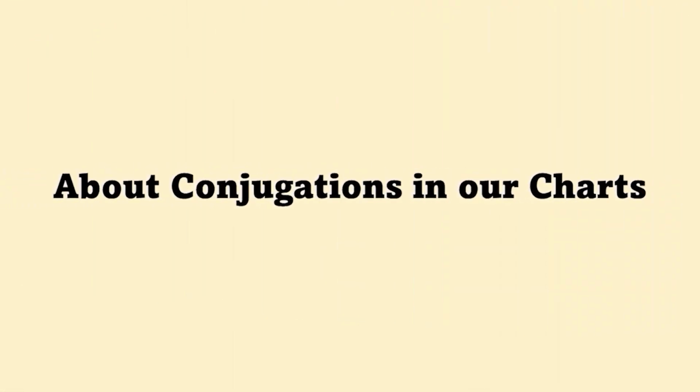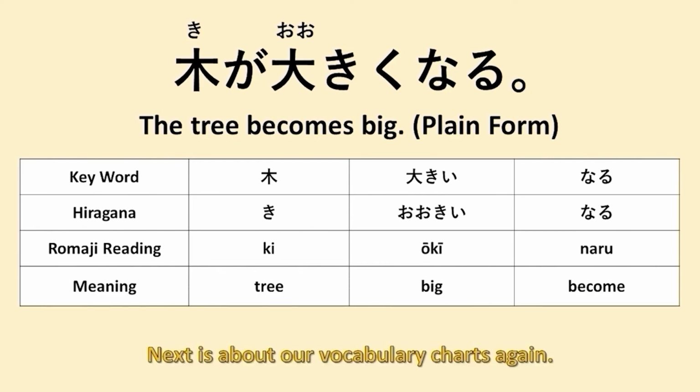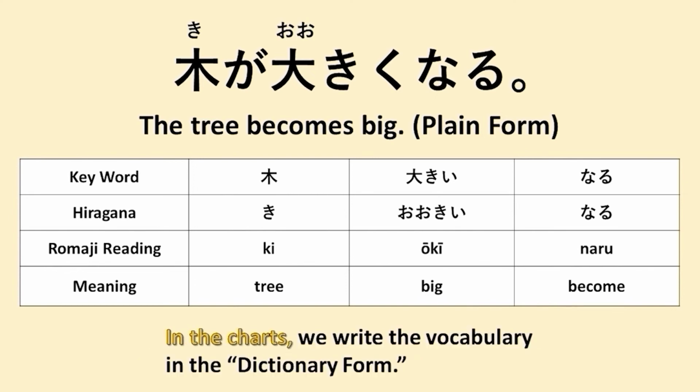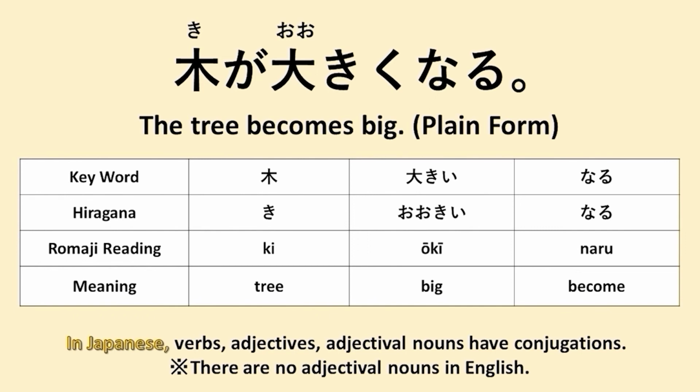About conjugations in our charts. Next is about our vocabulary charts again. We show vocabulary charts of the example sentences like the one above. In the charts, we write the vocabulary in the dictionary form. In Japanese, verbs, adjectives, adjectival nouns have conjugations.